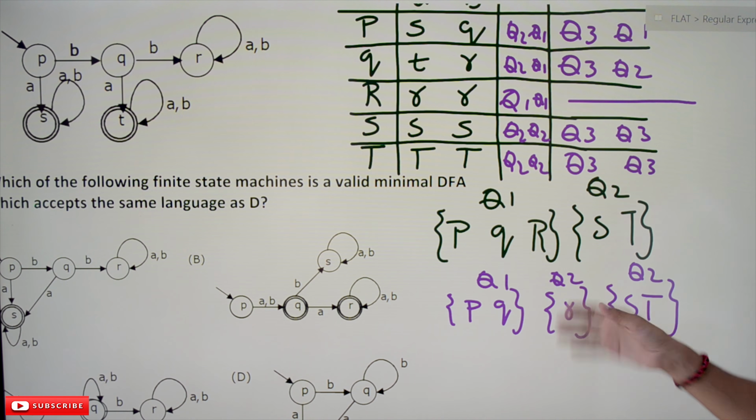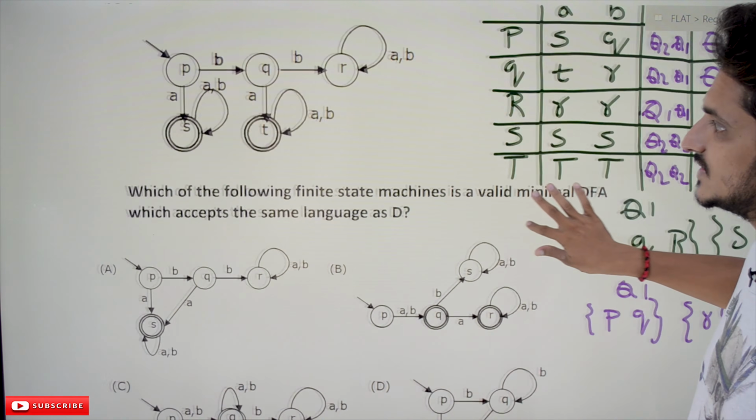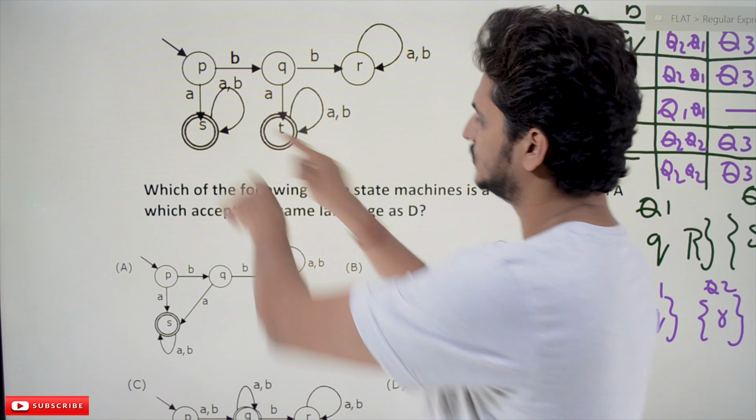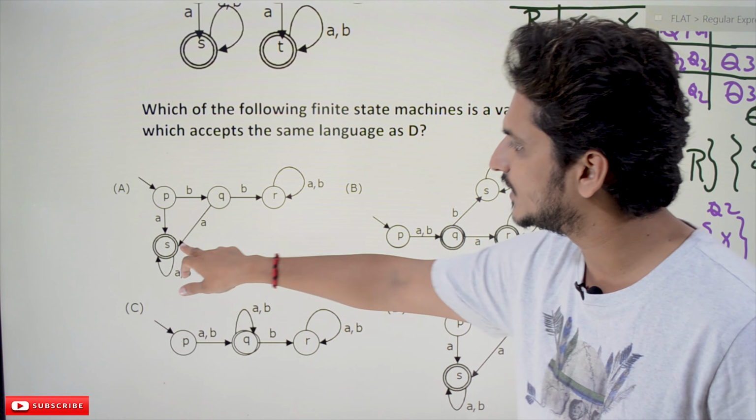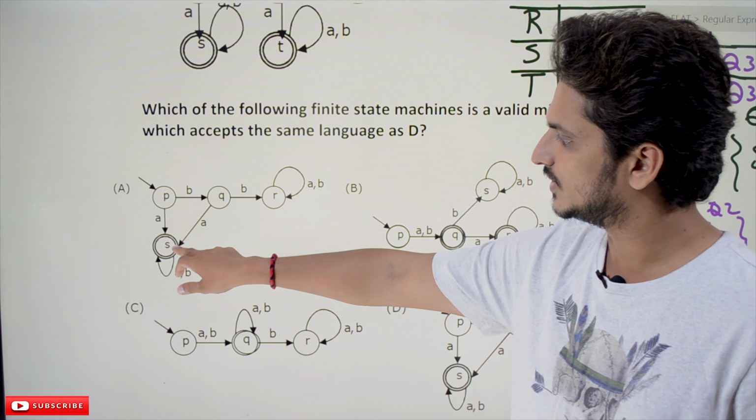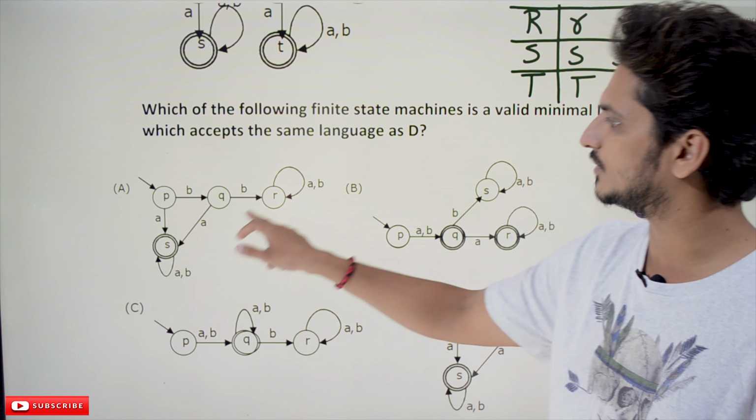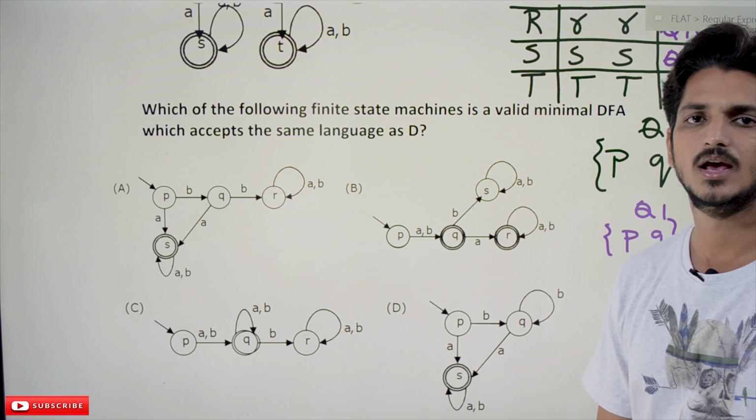That is the minimization process, which we already discussed in our previous classes. If you combine these 2, this is the finite automata we get. So the answer is A.